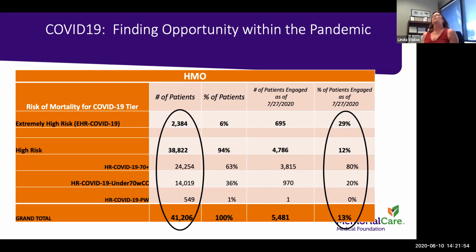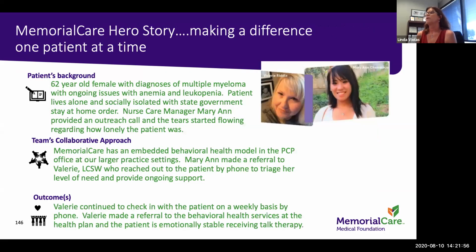And then I have just one more slide that I wanted to go through, and it just touches the heart of making a difference and what we found. This story was actually published in our weekly COVID update as a memorial hero story. And in this case, I'm giving you pictures of our social worker, Valerie, and Marianne, the nurse. And we had a patient who was on the extreme high risk of mortality. And this was a 62-year-old female who had an outreach call. She had a diagnosis of multiple myeloma, but really had been doing fairly well.